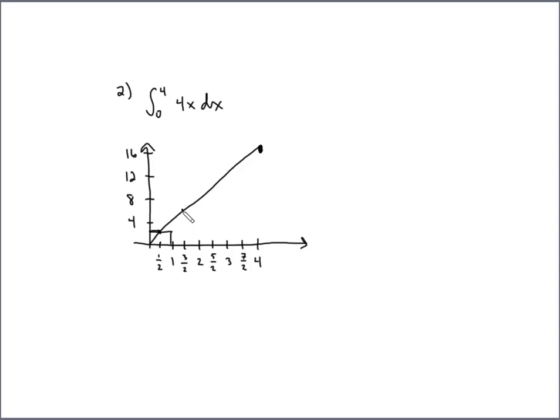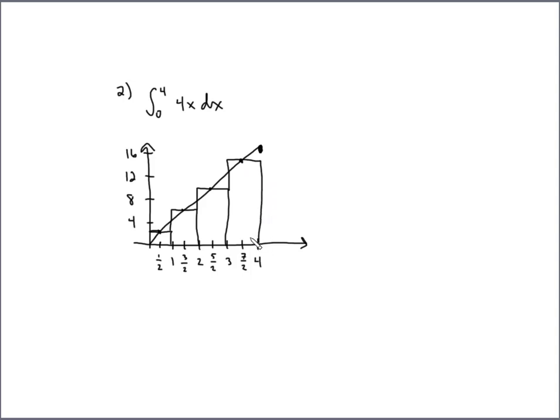Midpoint of the second one is here. It's going to look something like this, the second rectangle. Third one, its midpoint is 5 halves. Its rectangle will look something like this. And then the last one, midpoint here. So the rectangle there will look something like this.